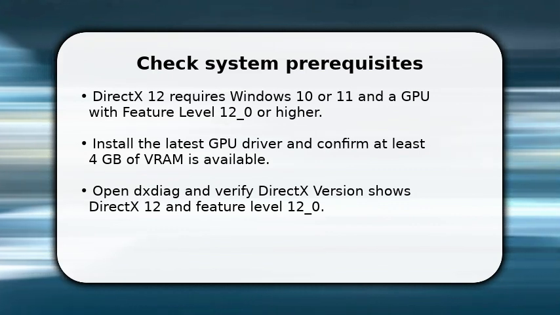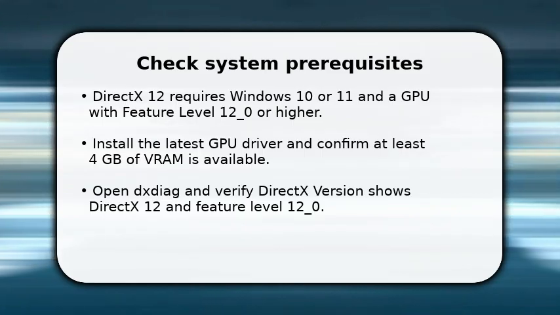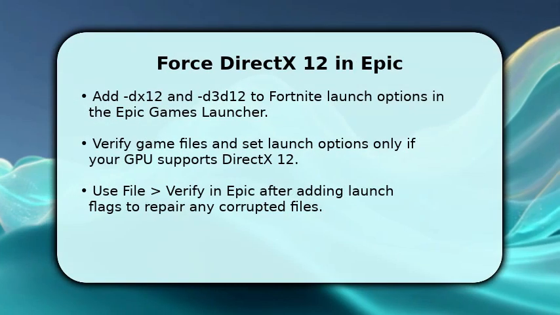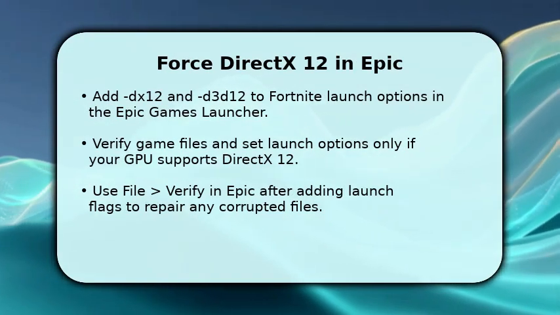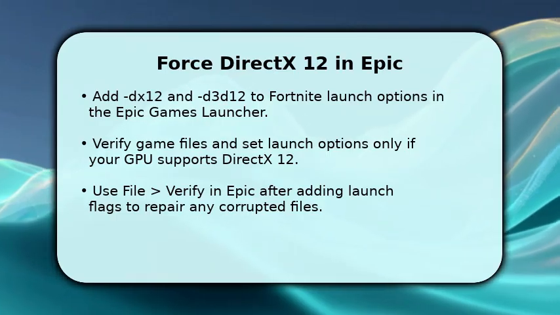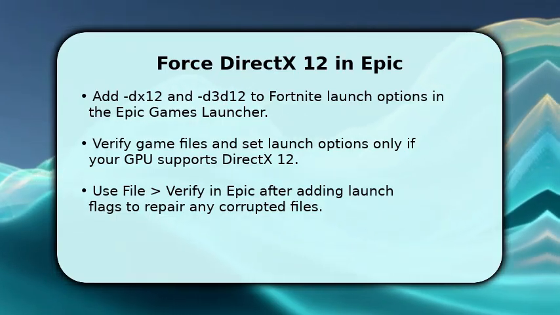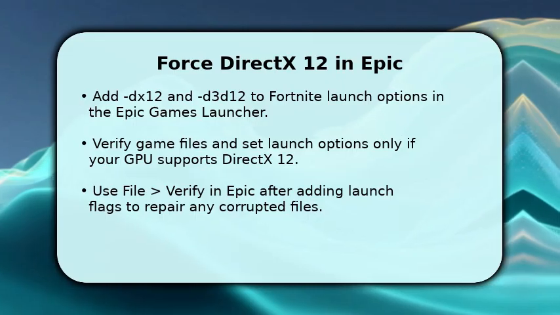Open Epic Games Launcher and navigate to Library, then find Fortnite. Click the 3 dots and select Manage to open launch options. Enter the command line flags DX12 and D3D12 in the launch options field. These flags force the game to attempt DirectX 12 mode on startup.